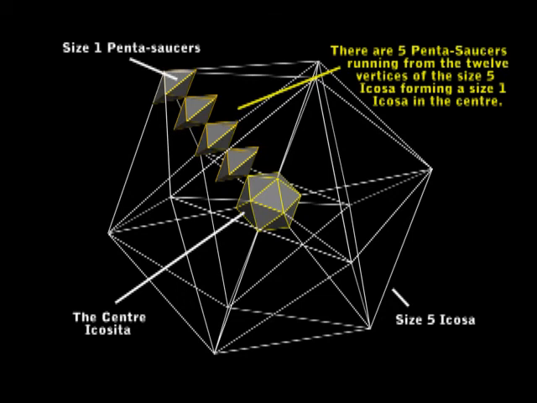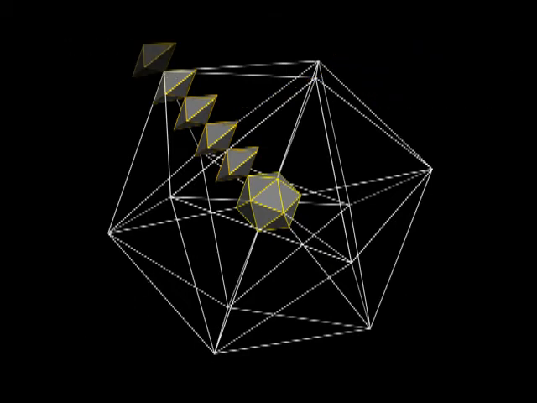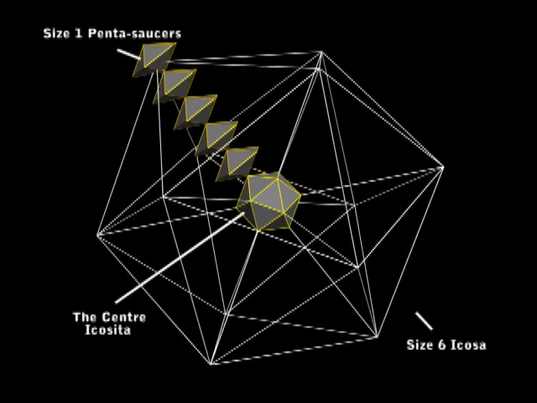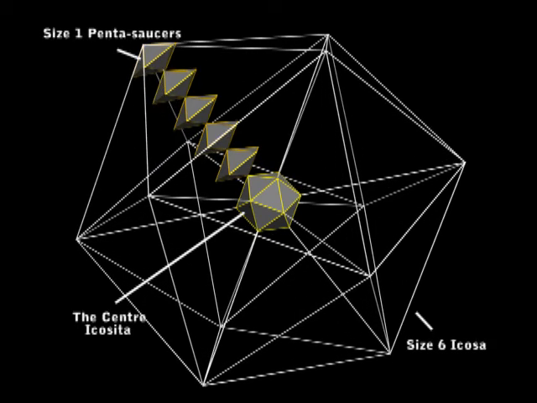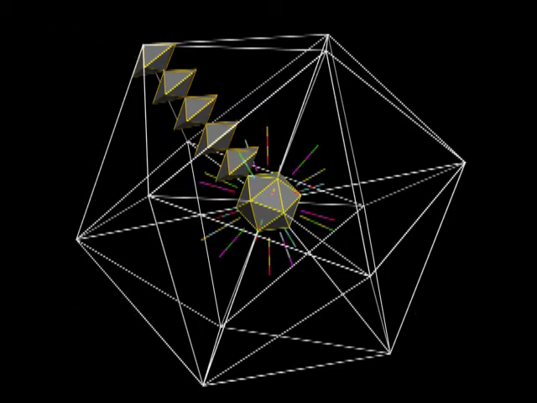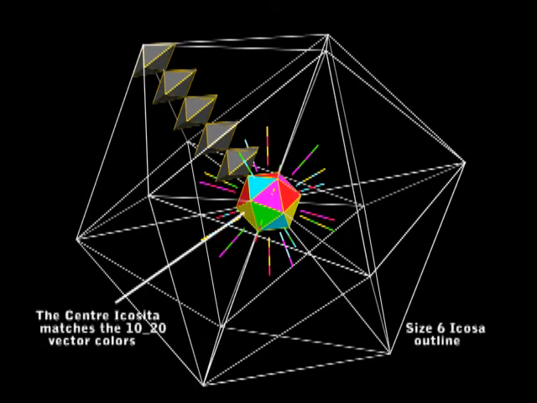These little saucers will give us an icosa in the center. This is the smallest icosa you can get. I'm going to give it a Latin name, Icosita. Now I'm going to add one more little saucer and change the icosa into a size 6 because I found this size useful. Now I'm going to bring in the vector colors that I use, and I've changed all the colors of the Icosita to the correct vector colors. Pretty colors and a Latin name. How posh can I get?